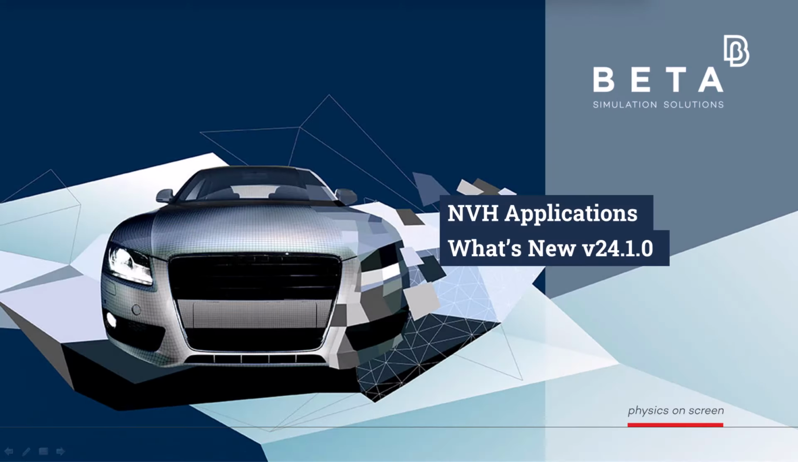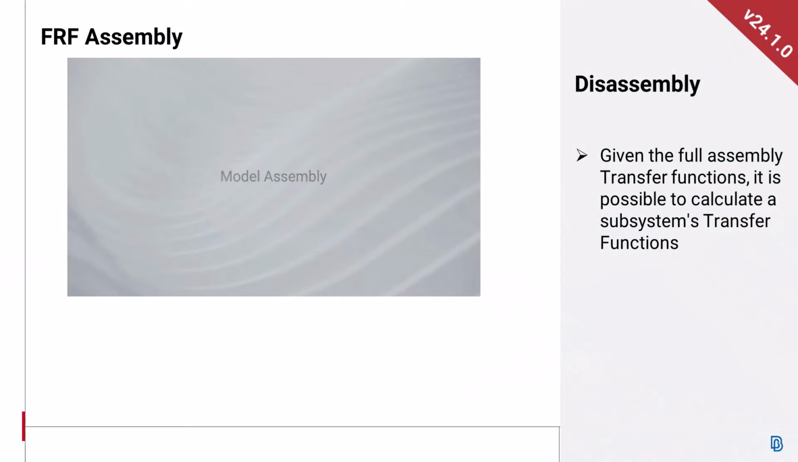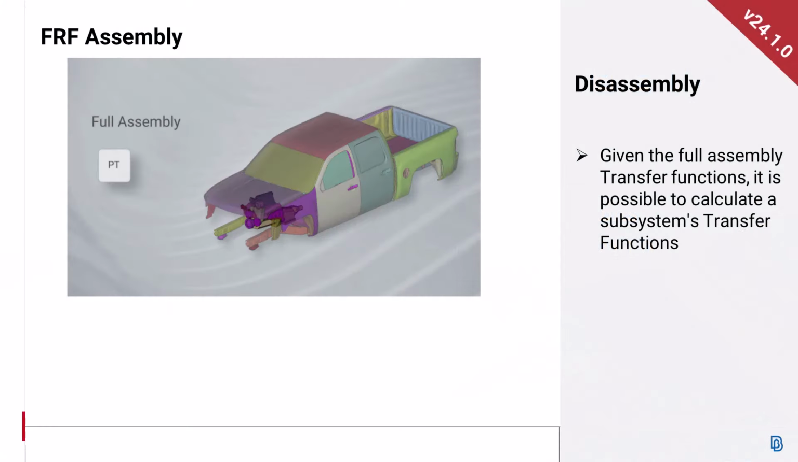Hello and welcome to this What's New video, presenting the latest developments in the NVH domain for ANSA and Meta, version 24.1.0. The FRF assembly tool introduces an innovative feature called disassembly.